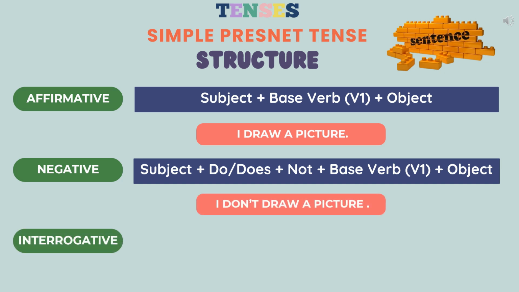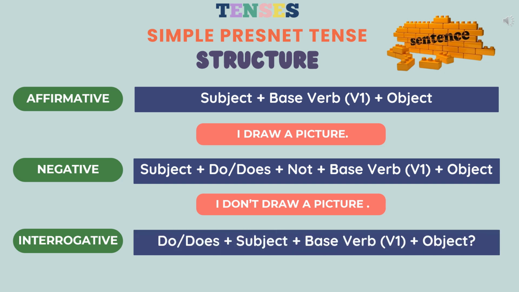And for questions, we invert it. Do or does plus subject plus base verb plus object. For example, do I draw a picture? The key is knowing when to use do and when to use does. Let's clear that up next.